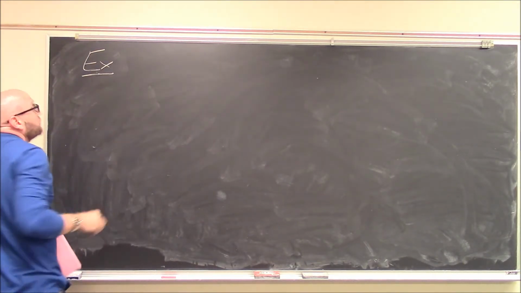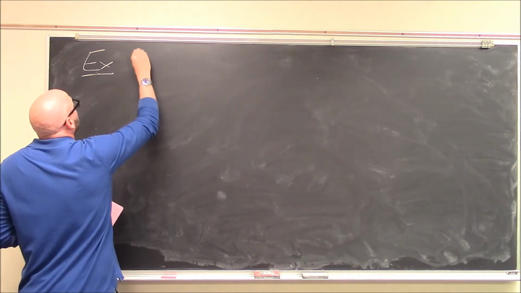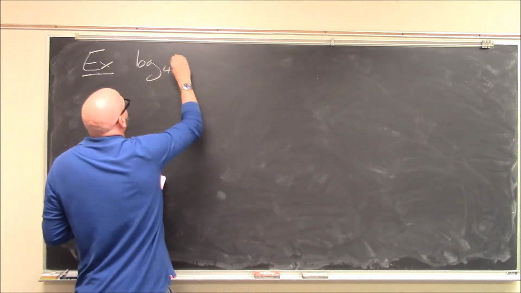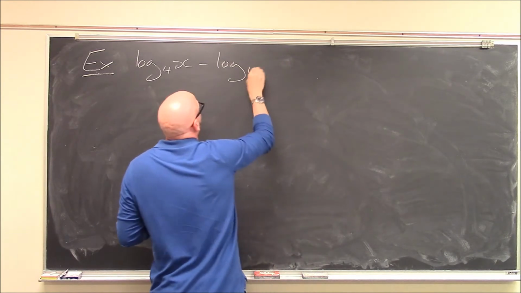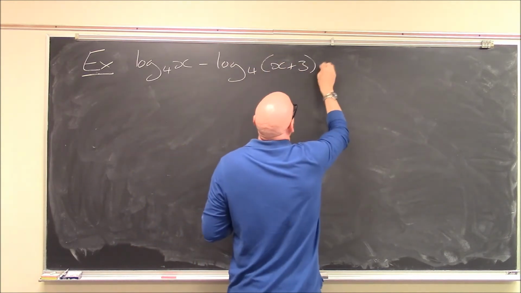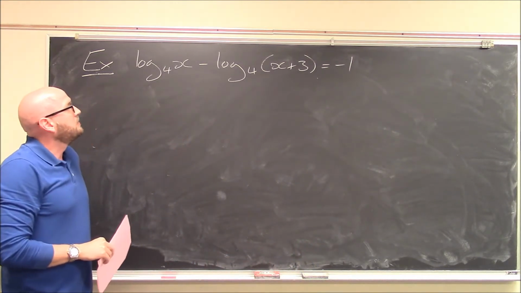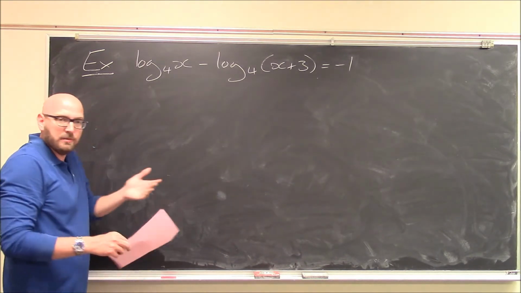So that's really all the theory. We need to do several examples now of how this stuff works. So let's solve another log equation. Log to the base 4 of x minus log to the base 4 of x plus 3 equals -1. Right, an equation involving logs. So the question is, what value of x makes this equation true, if any?